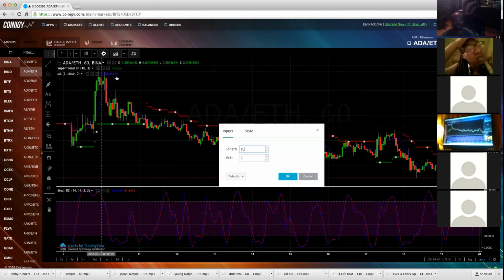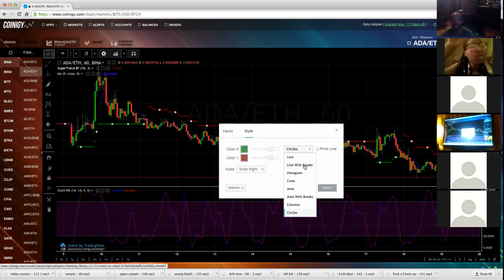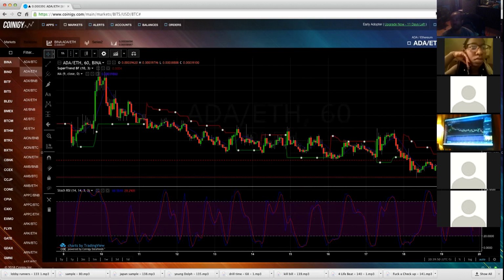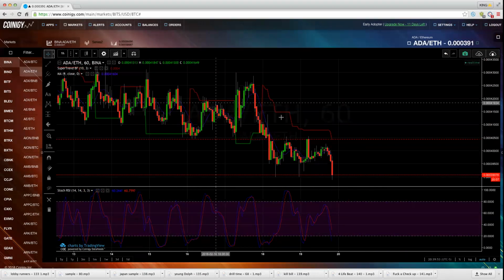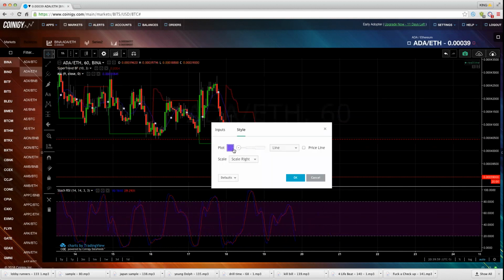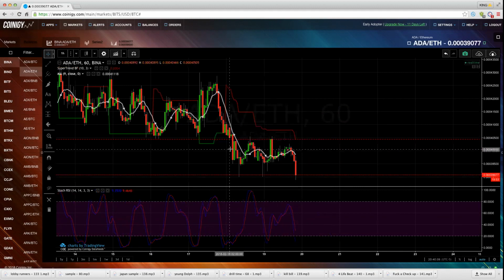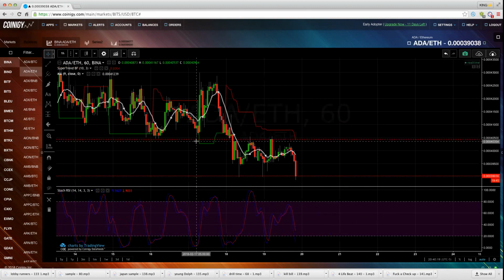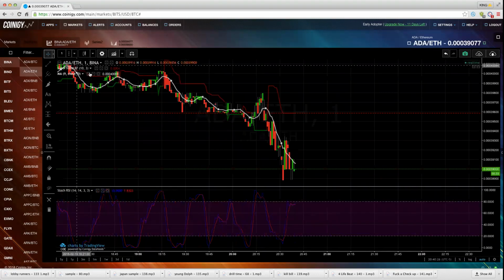Okay, let's fix the super trend. Line with breaks, price line. Okay, let me move this down. Alrighty. So what I like to do with the super trend, me myself personally, I like to change the color to white and make the line just a little bit thicker so I can see exactly what's going on. This is going to help you out as far as trend as well. It's going to give you a little bit more in depth on what's going on second by second, minute by minute, that type of feel, okay?